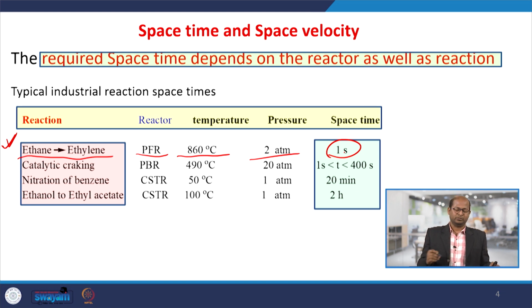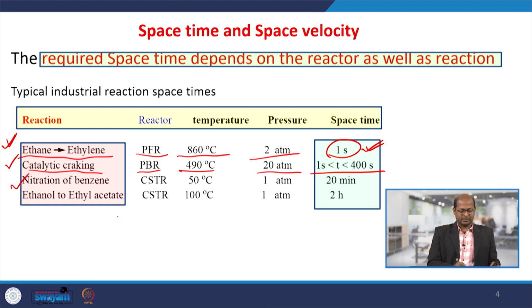So, the reactant molecules that pass through that reactor, the residence time or space time should be 1 second. If it is more than that, then we will not get the desired product or conversion and selectivity, and that would affect overall rate, conversion, yield, selectivity, everything. Therefore, this is the very important space time. Similarly, for catalytic reactions or catalytic cracking, if we use a packed bed reactor at a high temperature of 490 degree centigrade and 20 atmospheric pressure, it has been observed that the space time or residence time should be 1 second to 400 seconds.